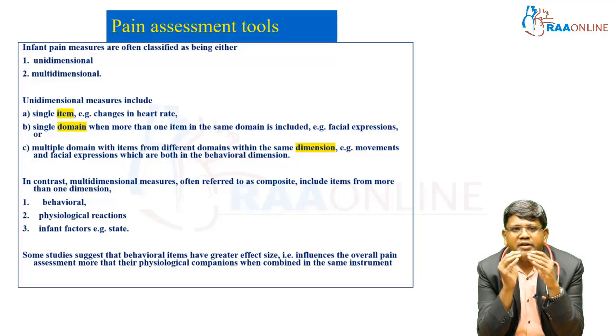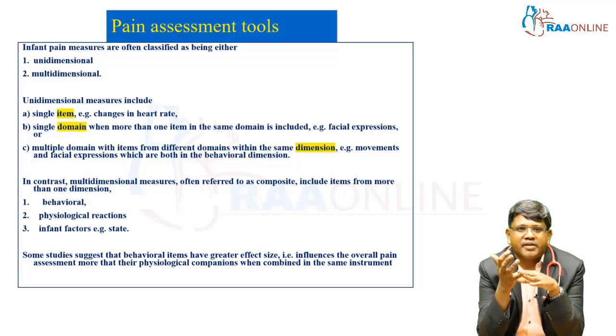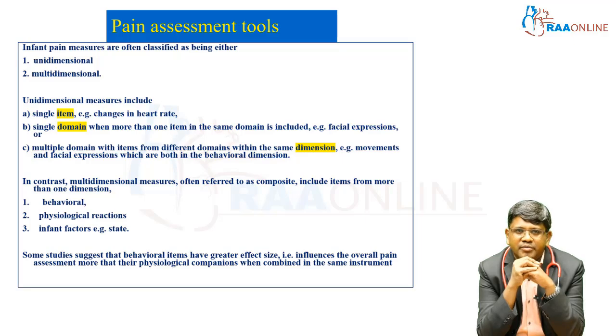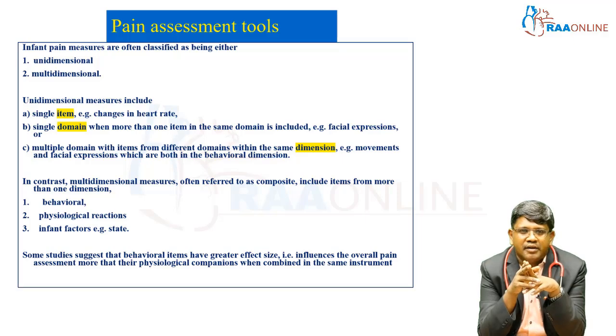Now having an idea of the dimensions, items and domains will help you to understand the different pain tools better. Infant pain measures are often classified broadly into unidimensional and multidimensional. Unidimensional is a single item, a single domain and single dimension. So I want you to make it very clear what is the difference between item, domain and dimension. An item is just a change in heart rate, a single item. Change in heart rate alone is a single item unidimensional pain tool.